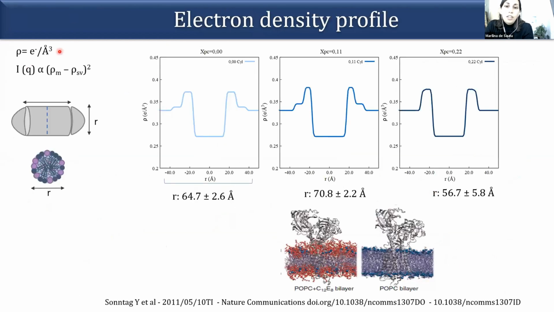From the parameters obtained by the model analysis, we calculated the electron density of the particles. The electron density corresponds to the electrons per volume, and we plot here the electron density as a function of the distance from the center of the particle towards the solvent in both directions. So in this curve, we have an electron density that corresponds to the hydrophobic tails and an electron density that corresponds to the polar heads.